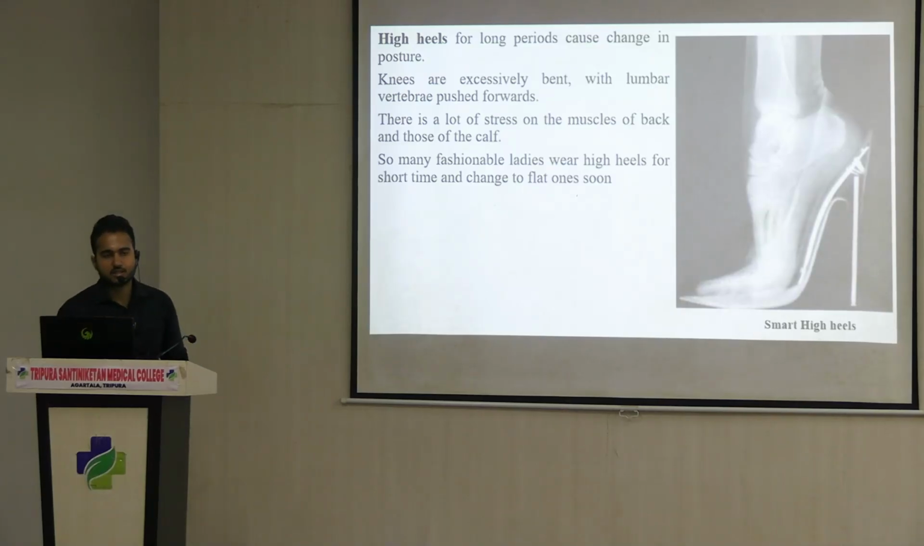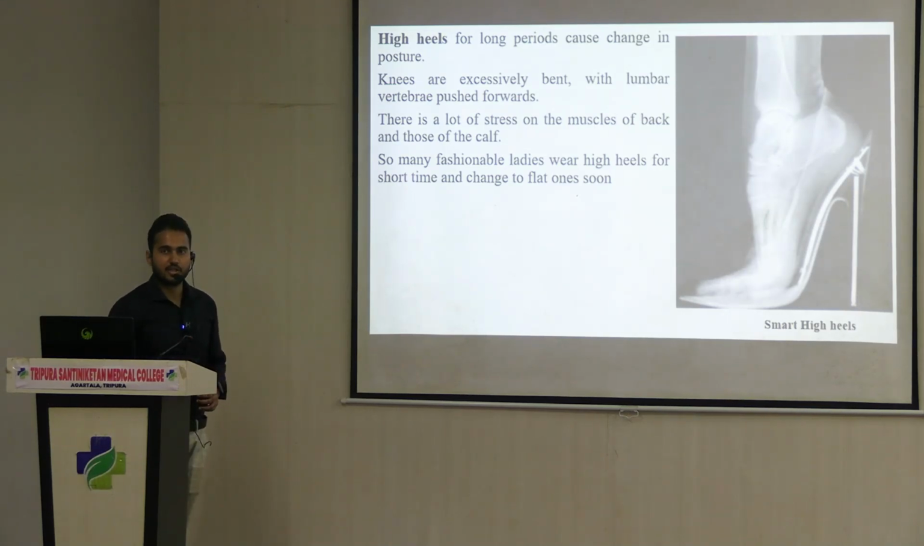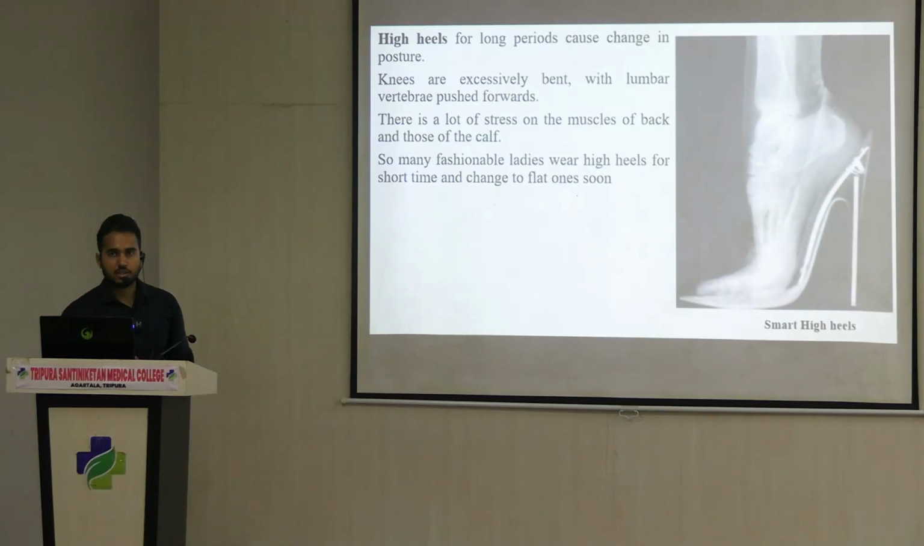Now what are the changes? First of all, knees are exclusively bent with lumbar vertebra pushed forward. Knee joint is bent, that means semi-flex condition, and the lumbar vertebrae are pushed forward. That is one change in the posture. Second change, lot of stress on the muscles of the back and those of the calf. Stress will be there on the muscles of the back and on the calf muscle. So these are the changes in the posture taking place.